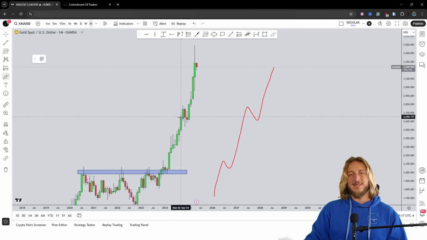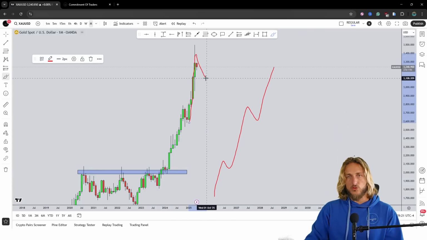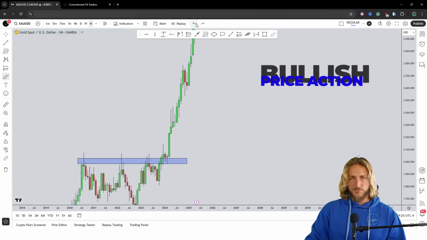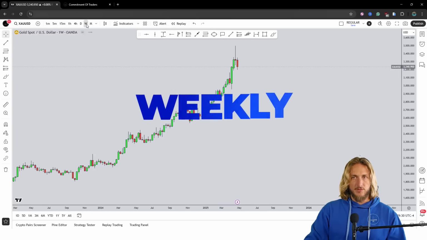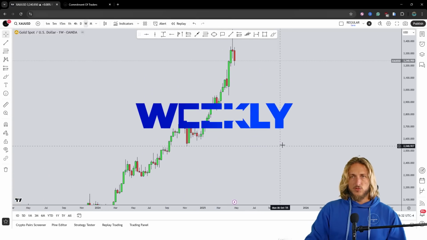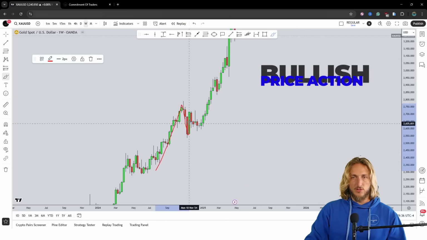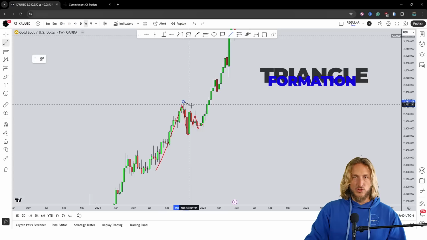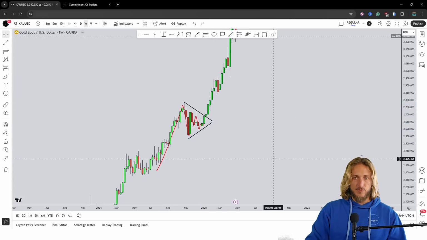So at the moment, since the last move was this new impulse to the upside, the next logical step would be first a correction and then more bullish continuation. So let's keep all of this in mind and drop down on the weekly time frame. From a weekly perspective, the situation is quite clear as well. We had a huge impulse to the upside, then the market created this consolidation pattern in the form of a triangle formation, in which essentially you have lower highs and higher lows at the same time.